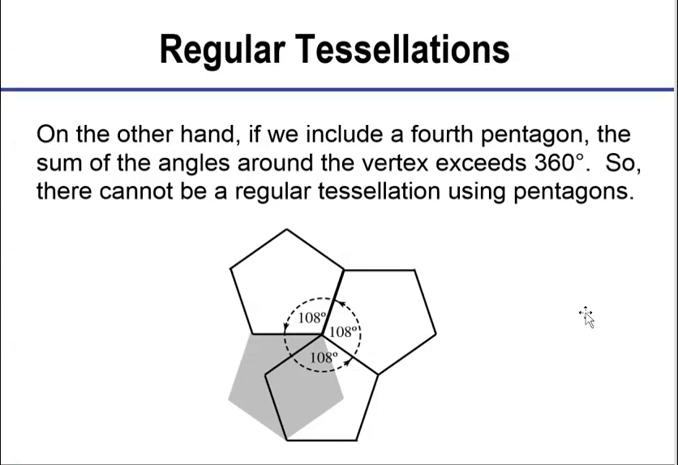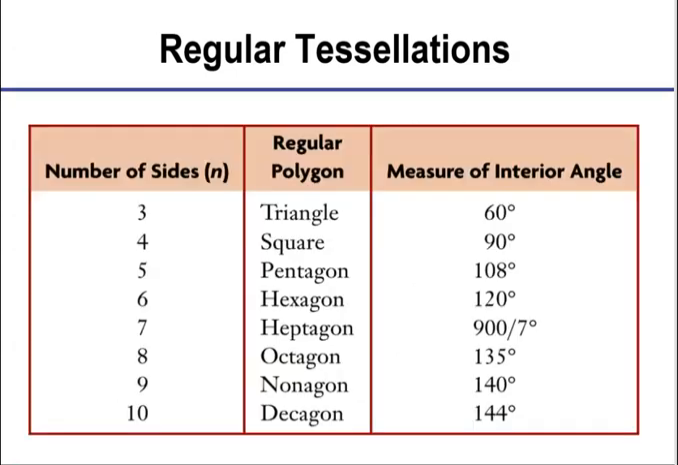So let's talk about what will fill the plane. Let's see if we can figure out all the regular shapes that would fill the plane. Here's an example. Number of sides, we have a triangle. Each of those angles is 60 degrees. What's your thought there? Would that work out?